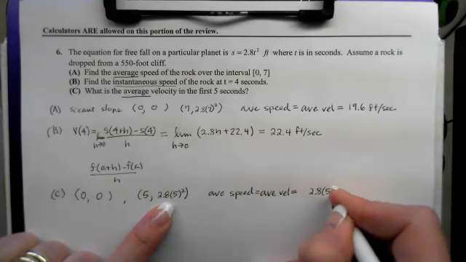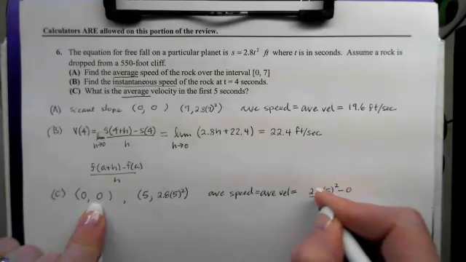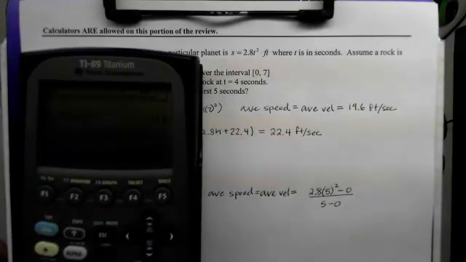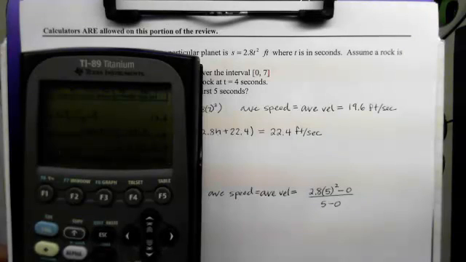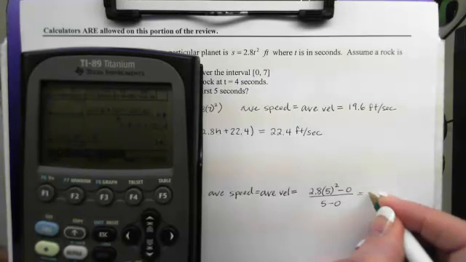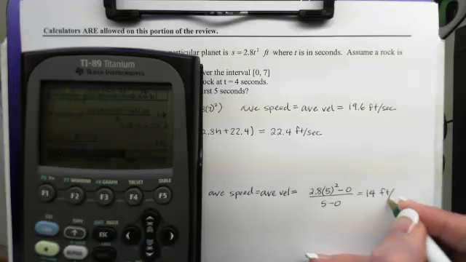the slope between those 2 points. So again, I can pull my calculator out and do 2.8 times 5 squared minus 0 divided by 5 minus 0. Hit enter, I get 14 feet per second.